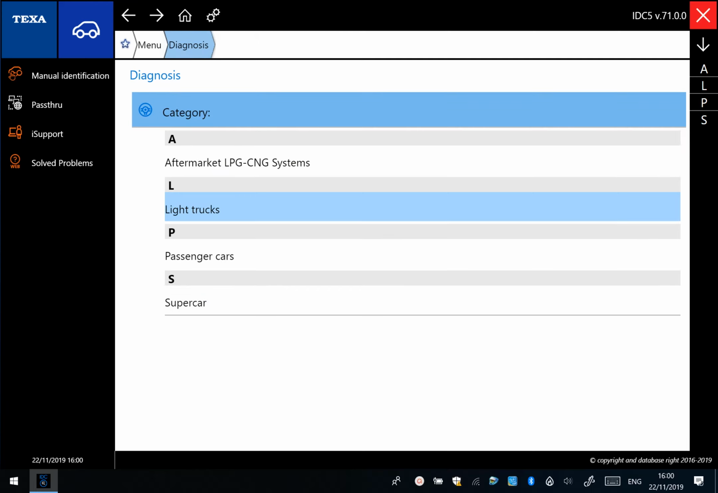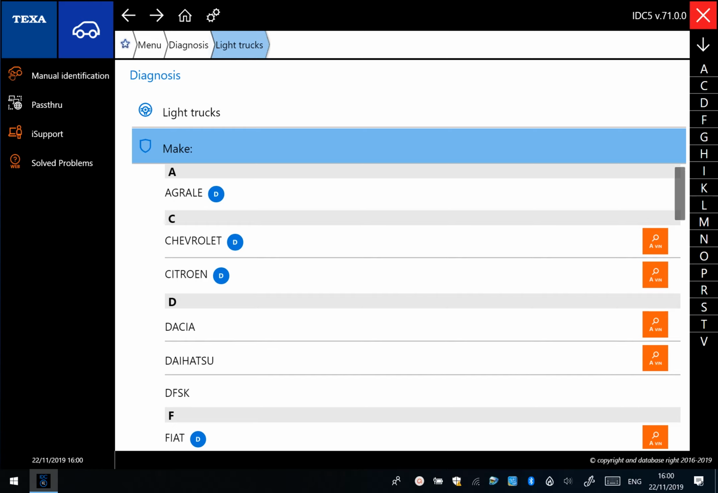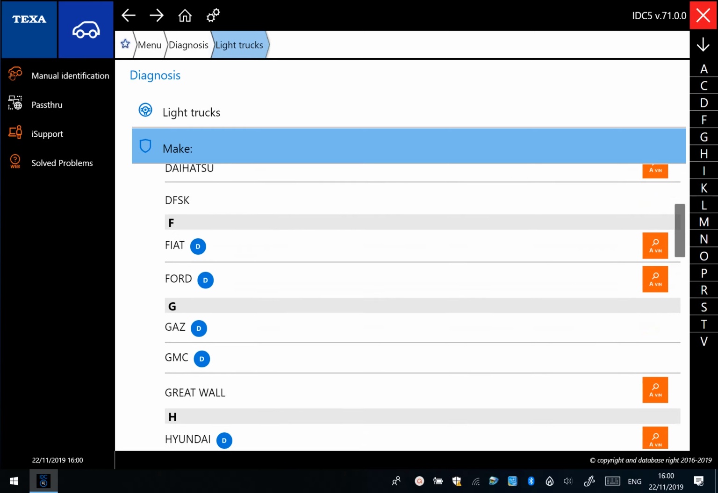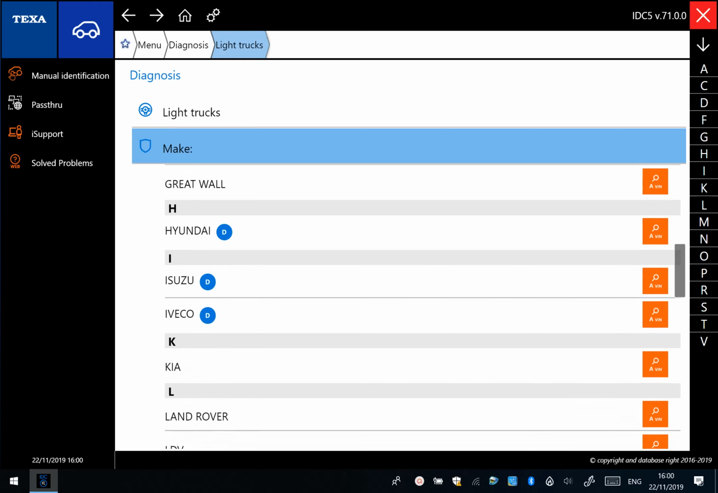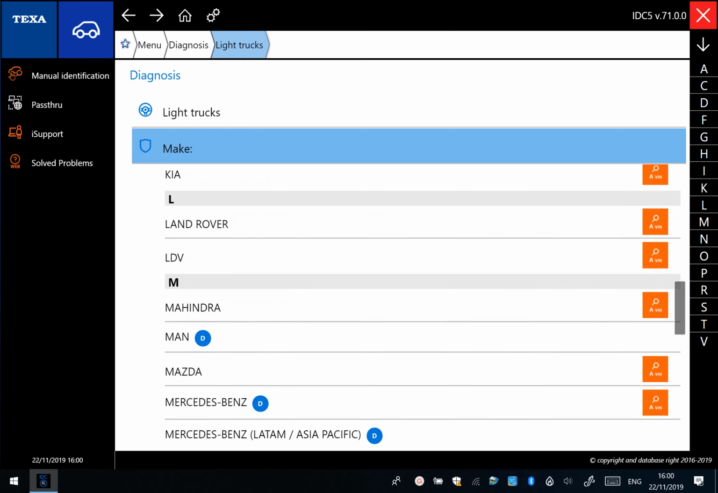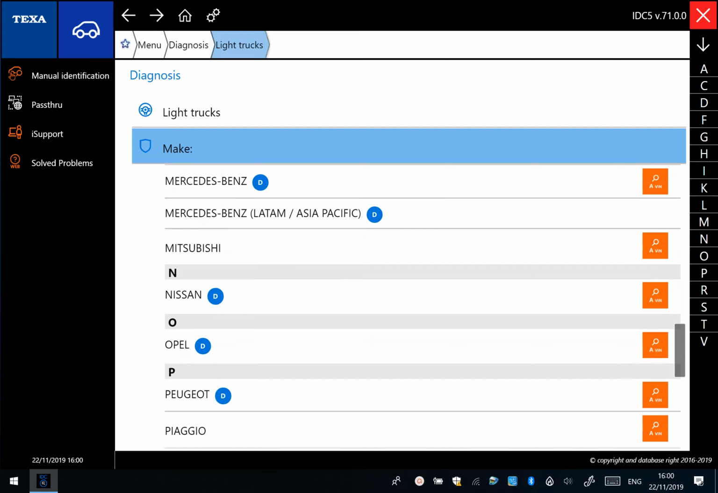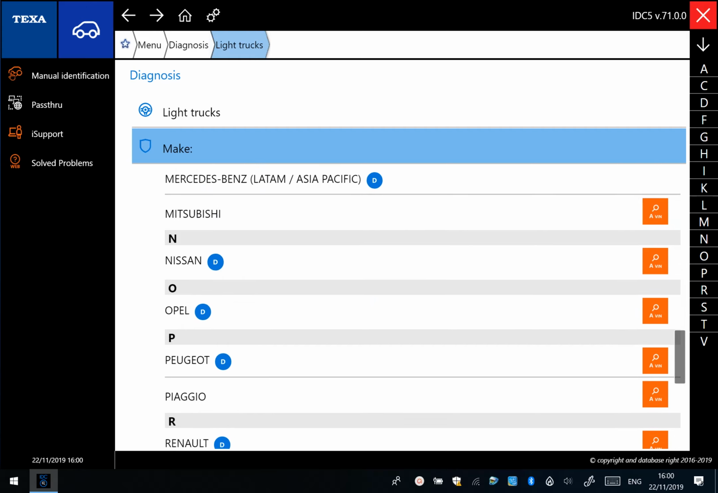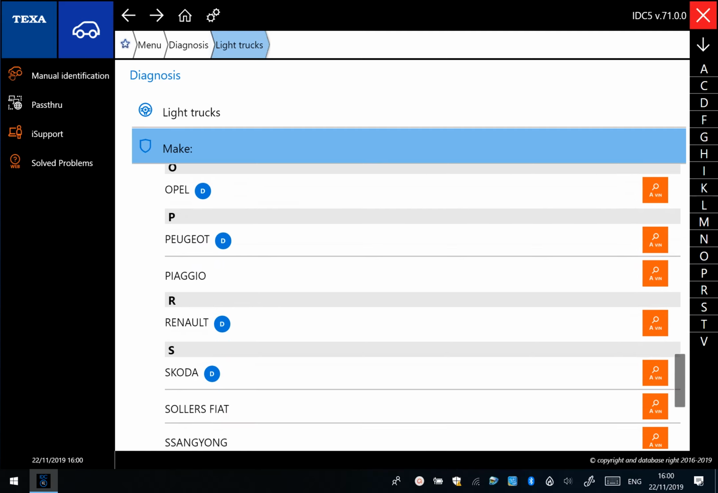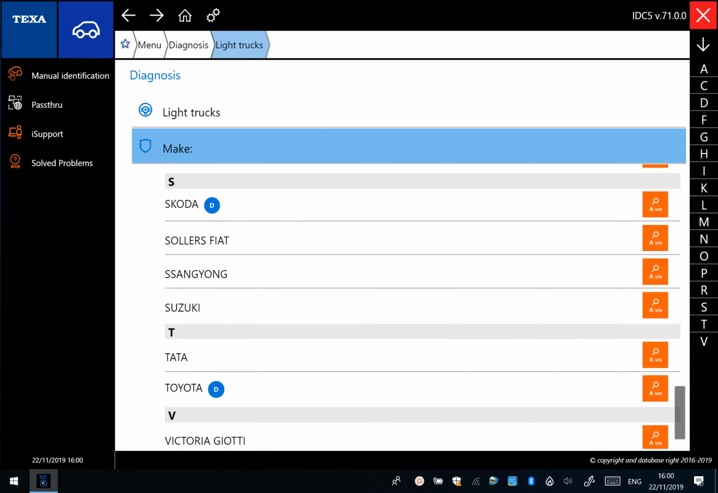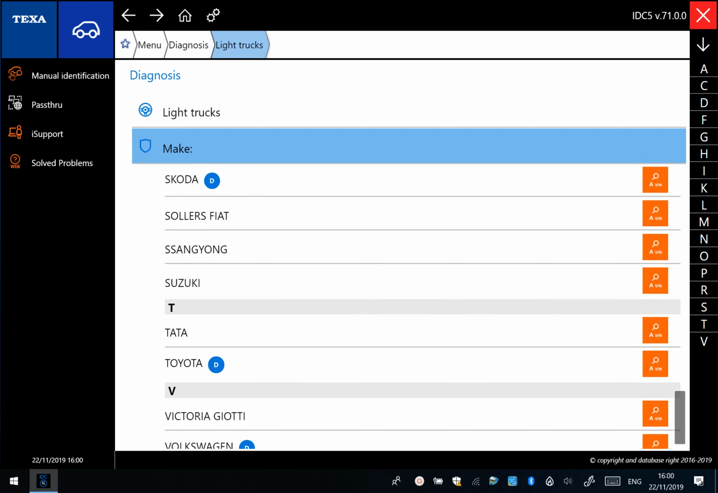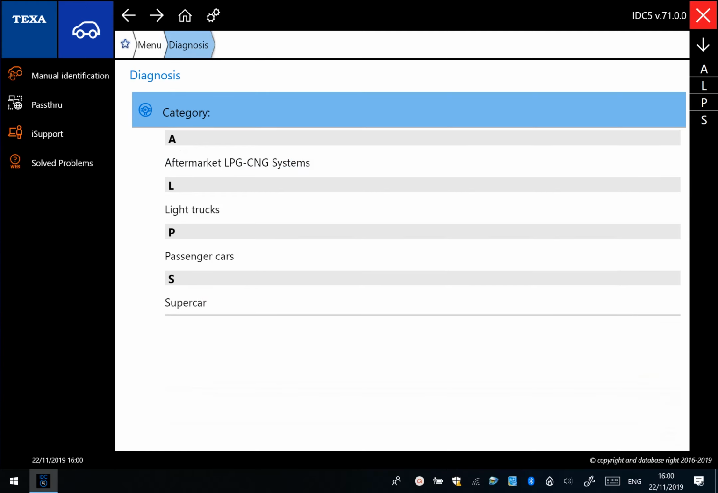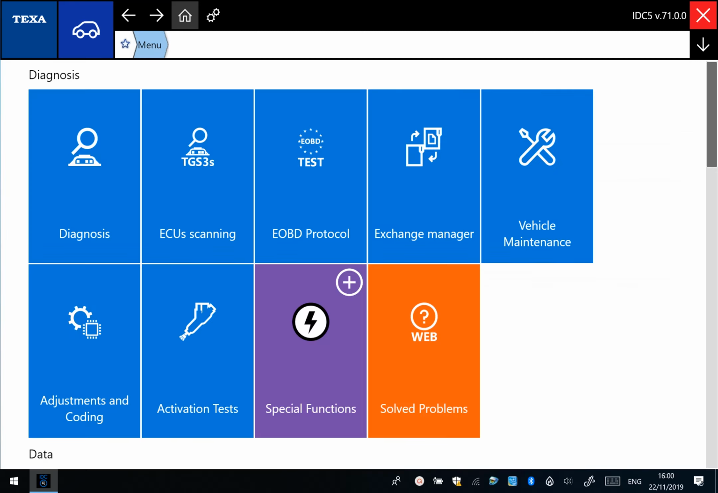And again, sorry, just light truck, obviously vans, Peugeot Partners, all your small trucks down to Great Wall, all the Chinese, Korean, Japanese, everything's in there. We've got all the South American spec vehicles in there as well. It's pretty comprehensive. Just go to the diagnosis. So that's pretty much the sort of bones of it.